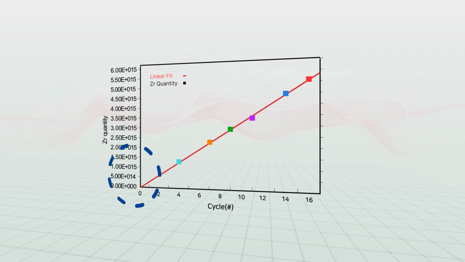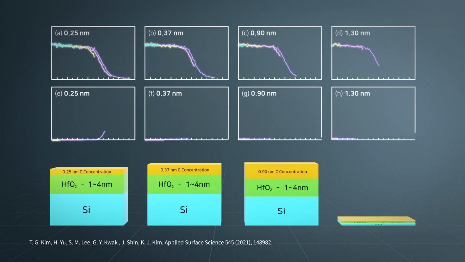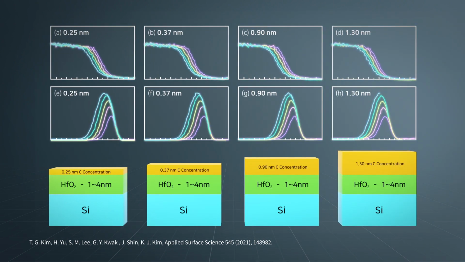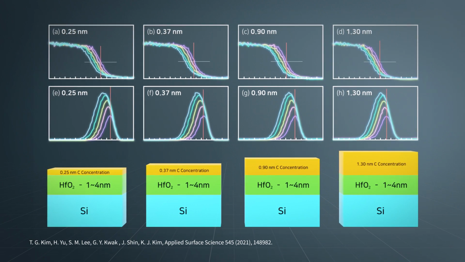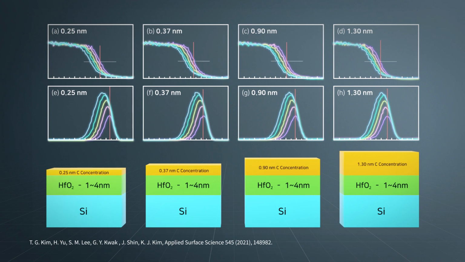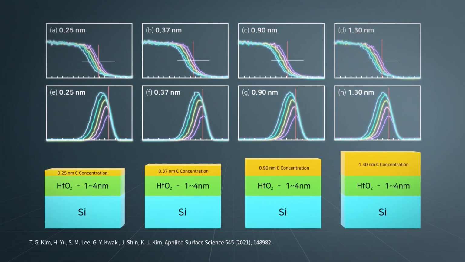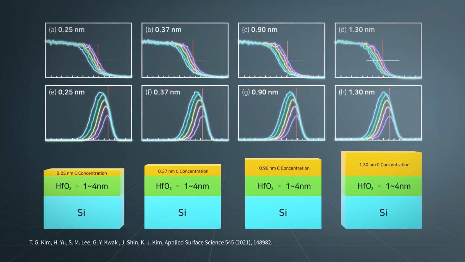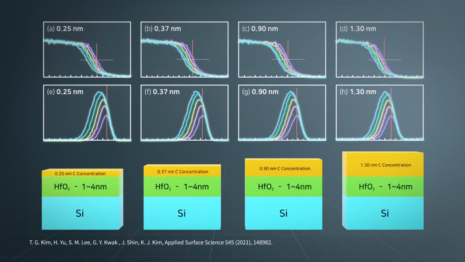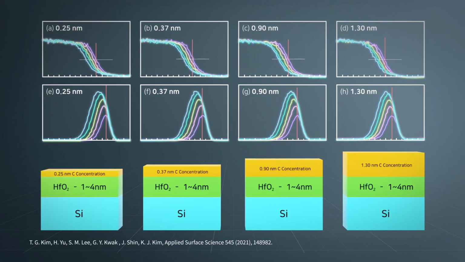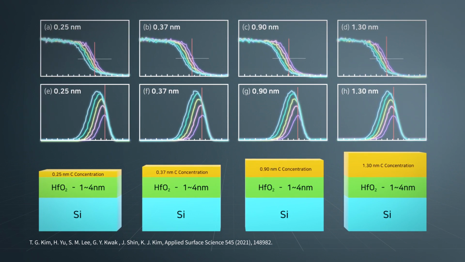Therefore, MEIS is a quantitative technique. To check any change in the 0 cycle estimation result even when the sample surface is contaminated, the same experiment was performed by changing the surface contamination level. After forming hafnium oxide ultrathin films with various thicknesses from 1 nanometer to 4 nanometers, the thickness of the carbon contamination layer was changed from 0.25 nanometers to 1.3 nanometers, and the zero cycle estimation result of hafnium was confirmed.